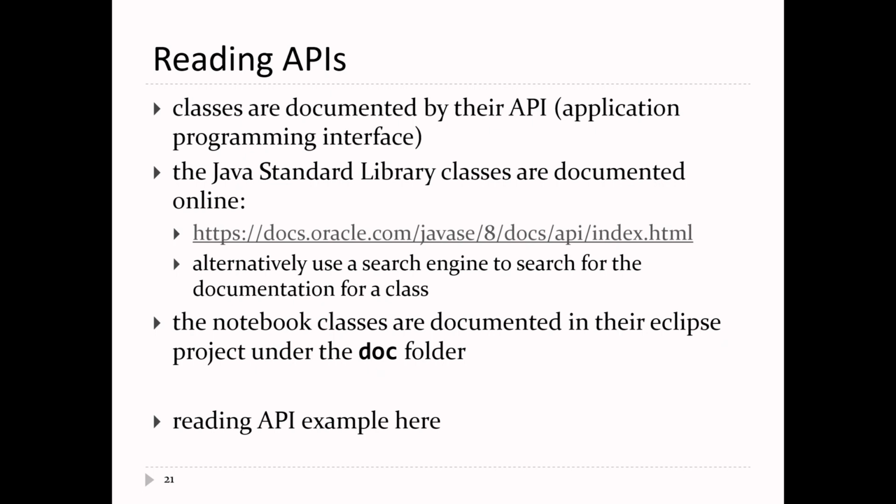So when you go to use an object or a class, obviously you need to know how to use this class. All of the documentation for the Java standard library classes is available online. I've shown you how to look at them before. At some point you have to learn at least how to skim through the documentation for a class. It's not terribly hard to do. So I'm just going to very quickly take you through an example.